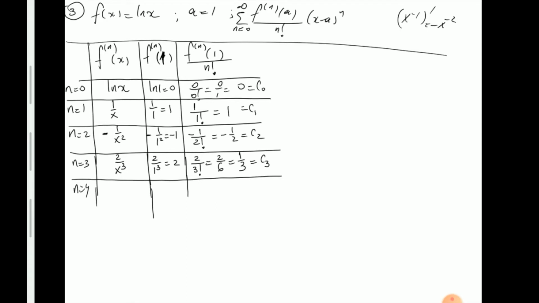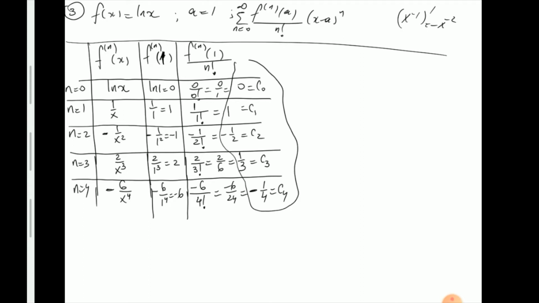N equals 4, the derivative of the above is going to be minus 6 over x to the fourth. Plug in 1. That's the derivative, so that's divided by 4 factorial, which is 24, and that simplifies to minus 1 over 4, and that's C4. So at this point, you should probably see the pattern. So let's look at the coefficients without the factorials, because I think you can see the pattern over there.